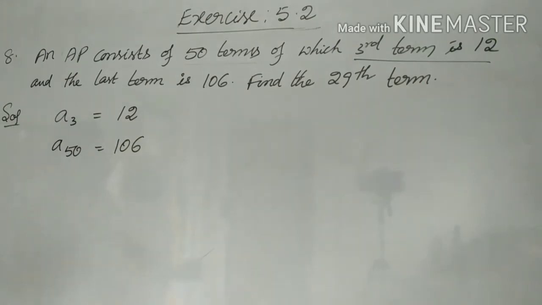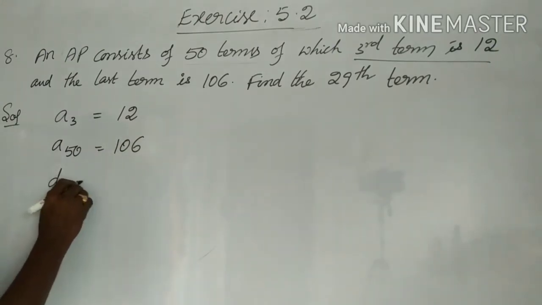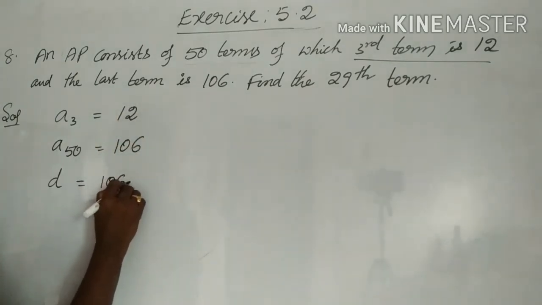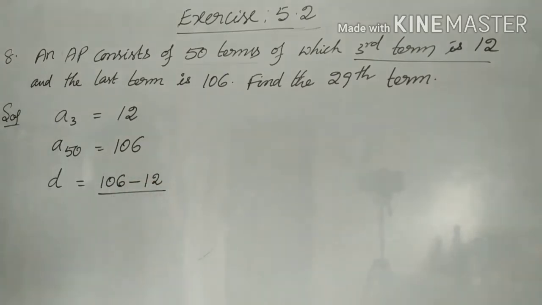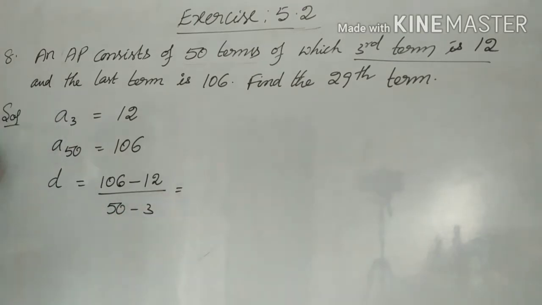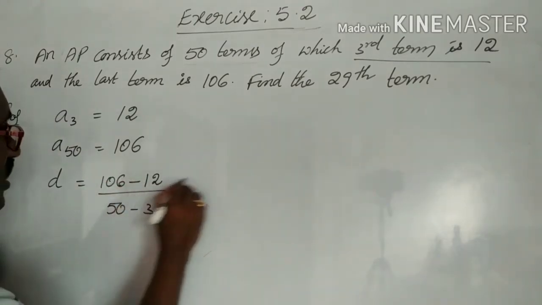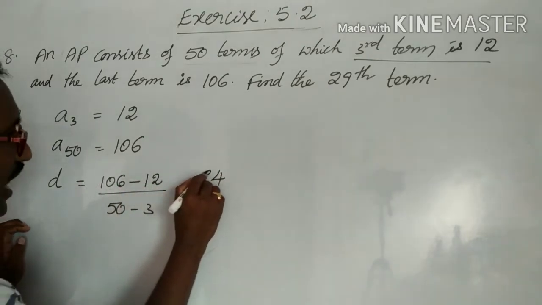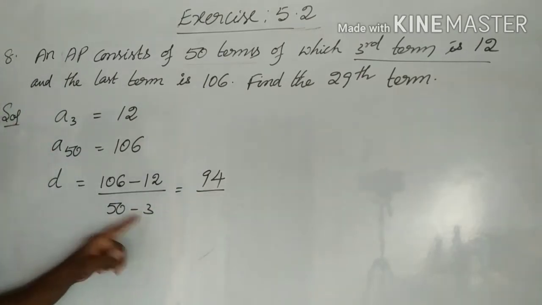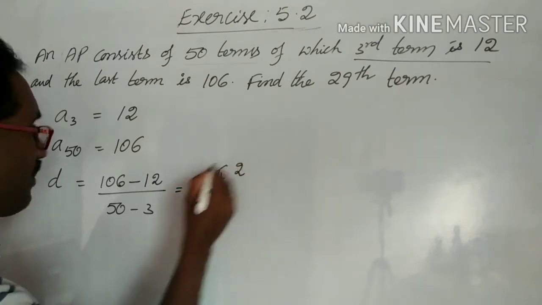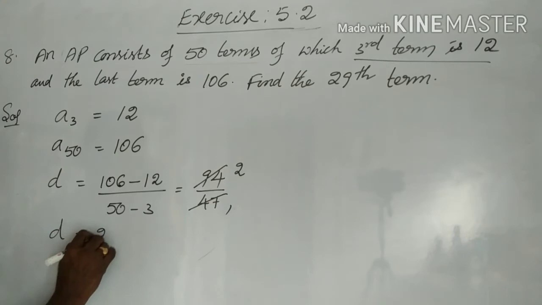Now common difference D, how to find? What I said before: this number minus this one. 106 minus 12 by 50 minus 3. That is equal to 106 minus 12, how much? 94. 94 by 50 minus 3, 47. How many times? 47 twos are 94. So D is equal to 2 we got. Do you understand?